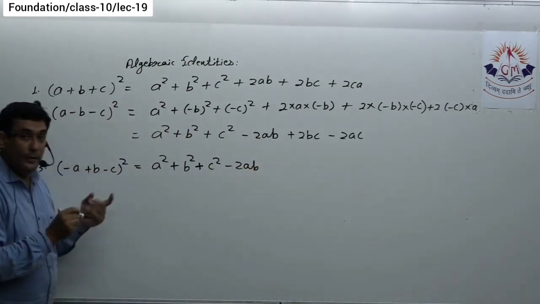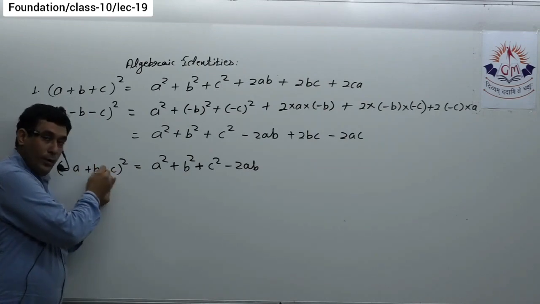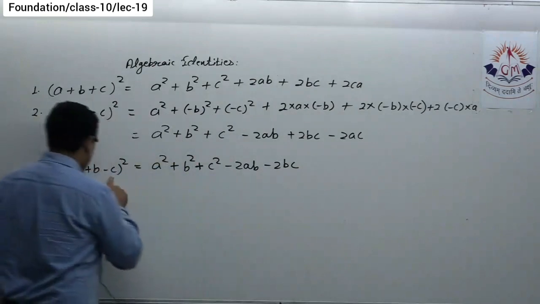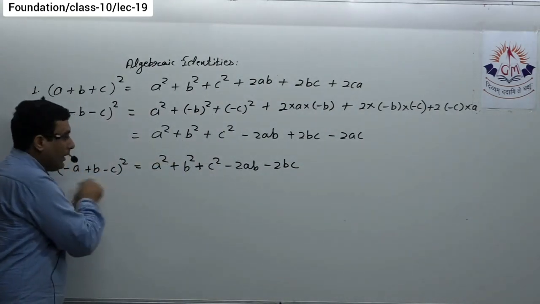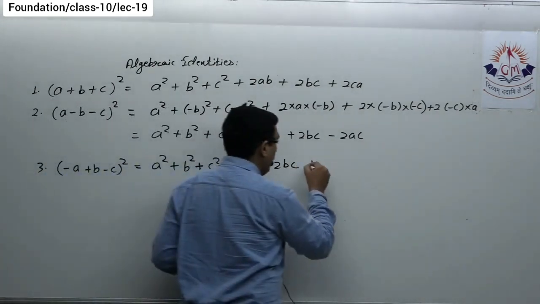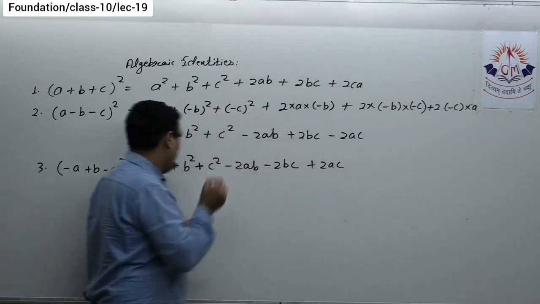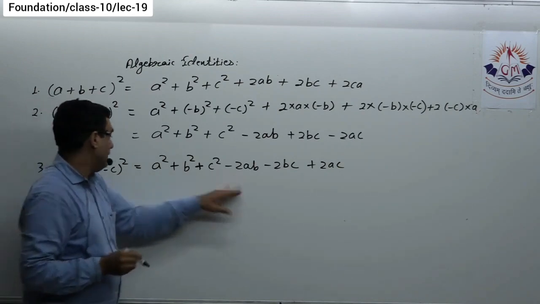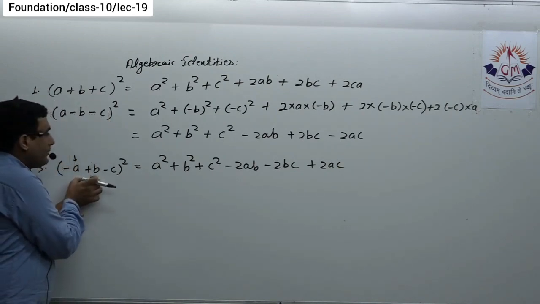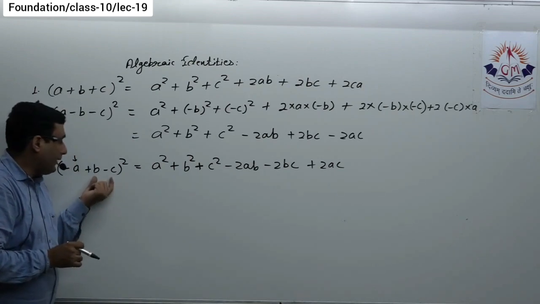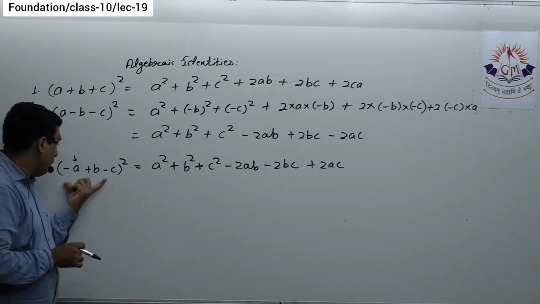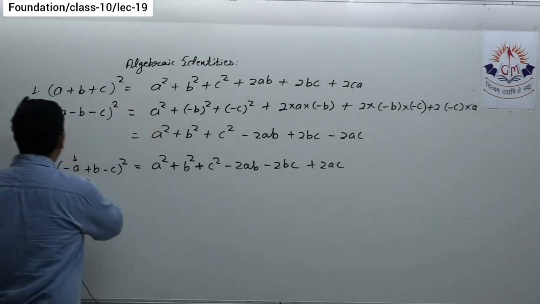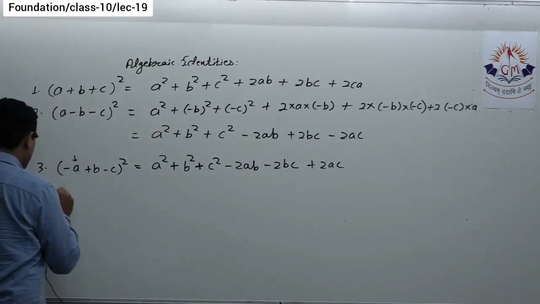Then plus 2bc, and one is a negative sign, so again it will become minus 2bc. And when I write plus 2ac, both are negative, so that will become positive 2ac. You can also see that if one term is negative, here a was negative, the combination of this becomes negative. c is negative, so the combination of this becomes negative. Both are negative, so that will become positive. In that way, you can write all the different versions of this identity.